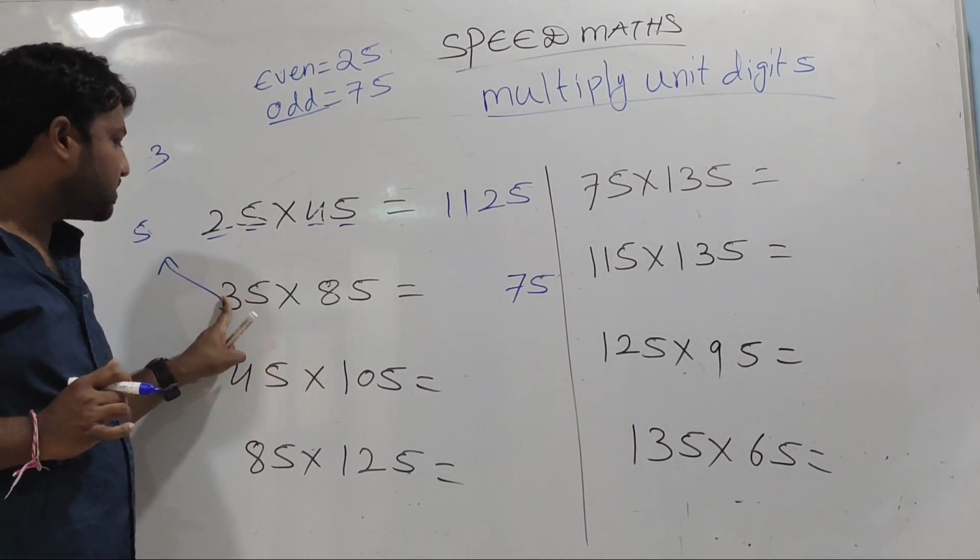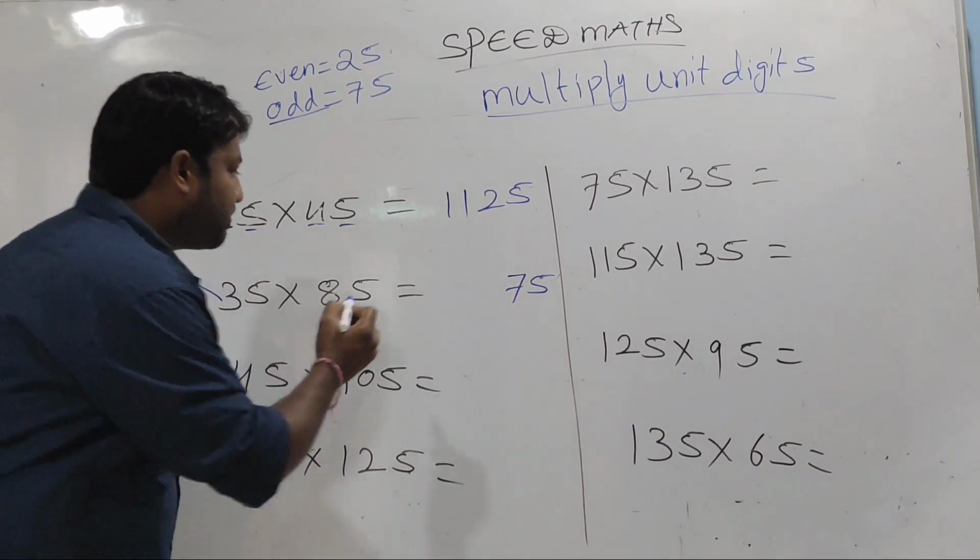Okay. Next, multiply these two numbers. 8 times 3 is 24, plus 5. It is nothing but 29.